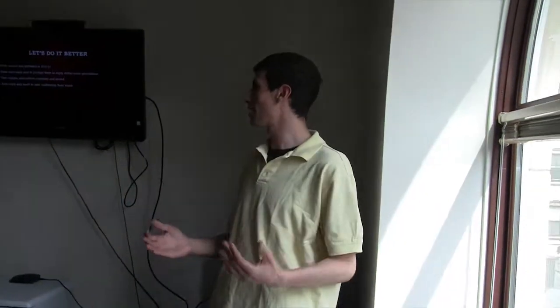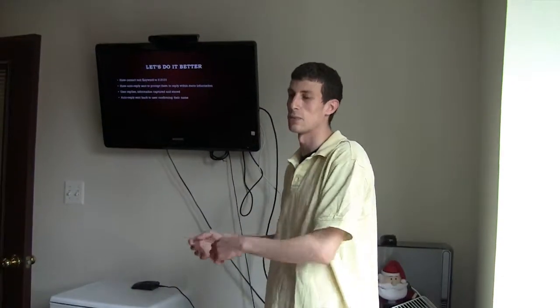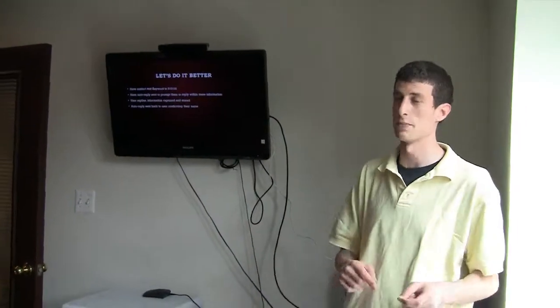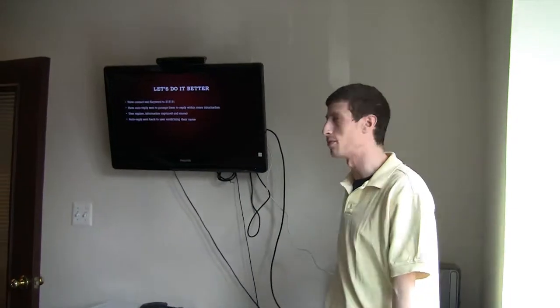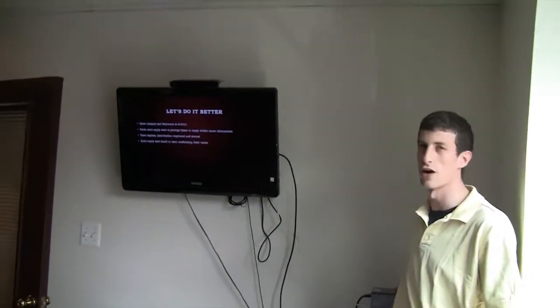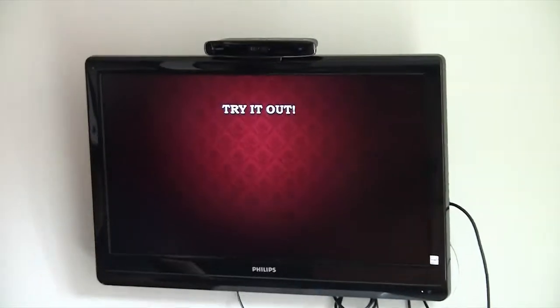So what we decided was to have the contact text the keyword to 313131. The phone number is captured in the account, but it's passed via API where an auto reply is sent back asking them to reply back with more information. So the user replies with that information, it should be captured and stored, and then an auto reply is sent back to the user confirming that we captured their name. So let's try it out.